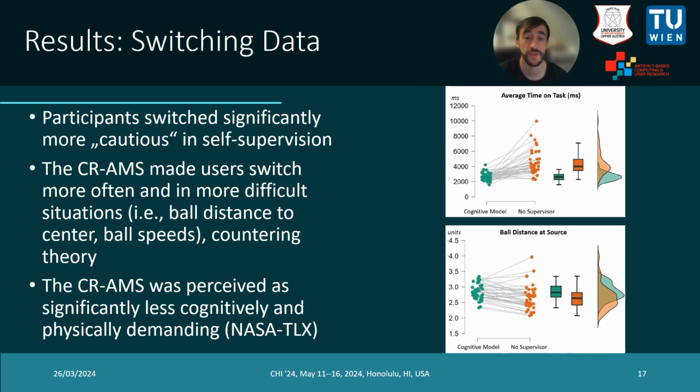We also measured the switching behavior and found some interesting results here. When the participants switch by themselves, they choose a more cautious strategy compared to the condition where they were supported by our supervisor, who also switched for more difficult situations. For instance, when the ball has a high velocity, the distance to the center is large, and so on. And this, to a certain extent, counters the theory that switches are only a good idea at task boundaries. And according to our survey, although these situations seem to be more stressful, the participants perceived the switching condition where they were supported by a supervisor as less cognitively demanding and physically demanding.